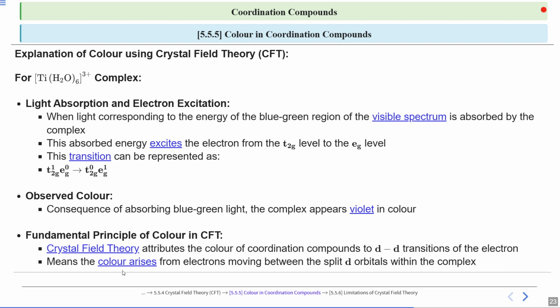It means that the color arises from the electrons moving between the split d orbitals within the complex. Because the electrons are moving between the lower and the higher energy level, a d-d transition of the electron is happening. That means the electron is moving between the split d orbitals within the complex. Due to this, color is appearing in our complex.